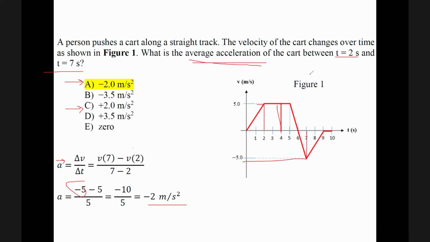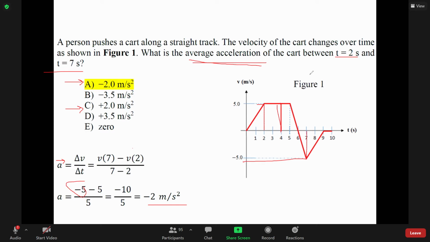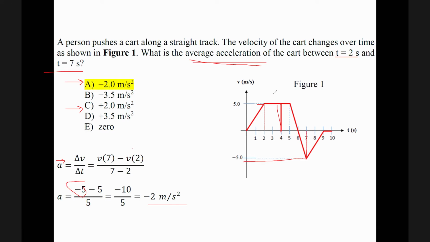Acceleration at t equals 4. Everyone should be able to answer. It is 0. Why 0? Because the velocity did not change. The slope of this horizontal line is 0. So the acceleration here is 0, acceleration at 2 is 0, acceleration at 5 is 0. What is the acceleration at 1? It is the slope of this line, which is 5 divided by 2, so 2.5. Perfect.